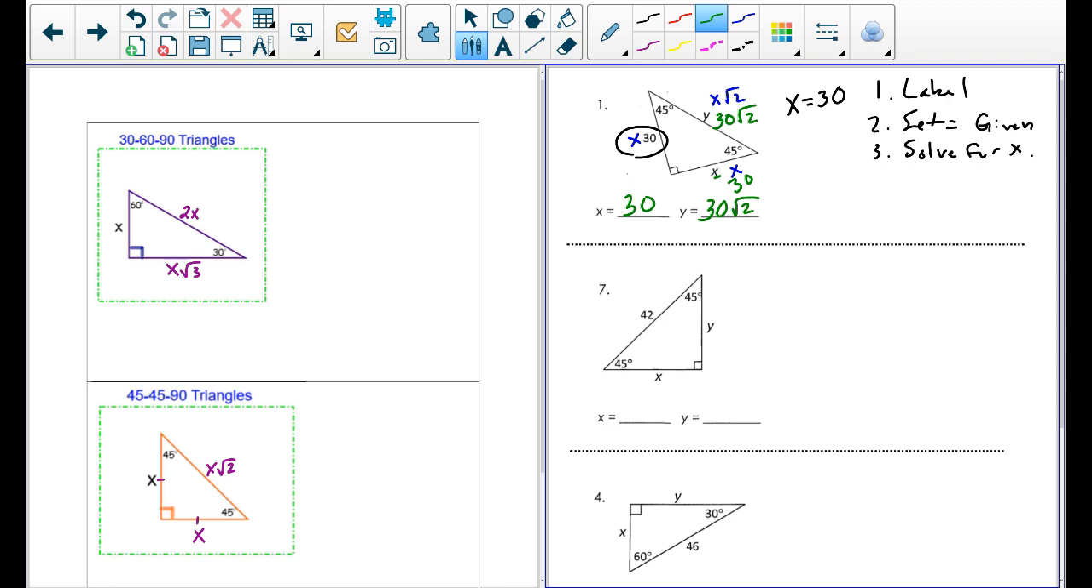So once you have solved for x, you're just plugging it in on the sides you labeled. Okay? You're going to use that relationship and plug it in on the sides you labeled. So there's basically 4 little steps here.